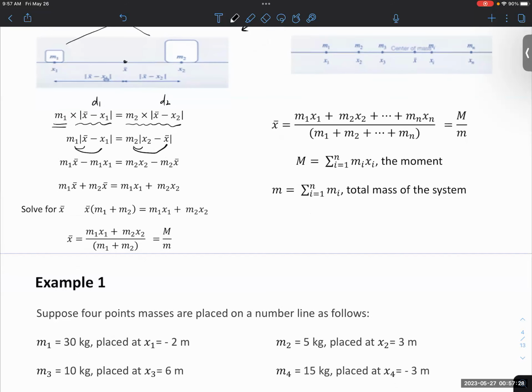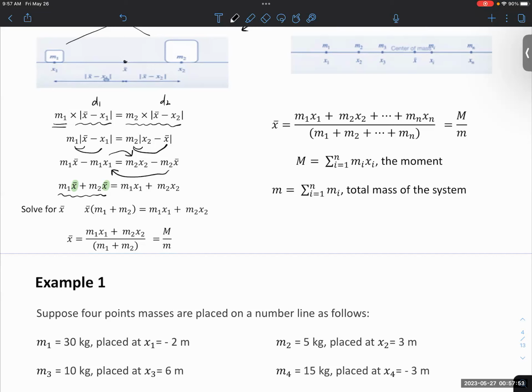Now I'm going to combine like terms, so let me change the order. I'm going to move m2 x bar to the other side, and move minus m1 x1 to the other side. So we find m1 x bar plus m2 x bar, because they have the common factor x bar, and on the other side, m1 x1 plus m2 x2.